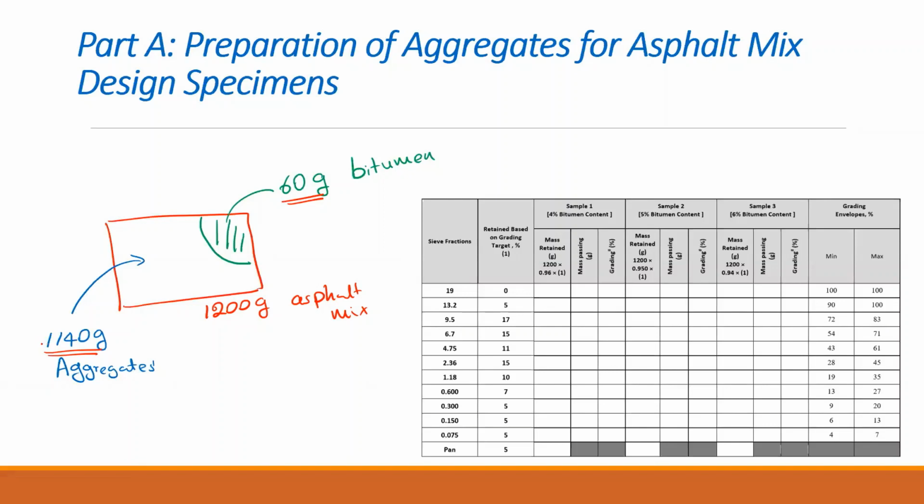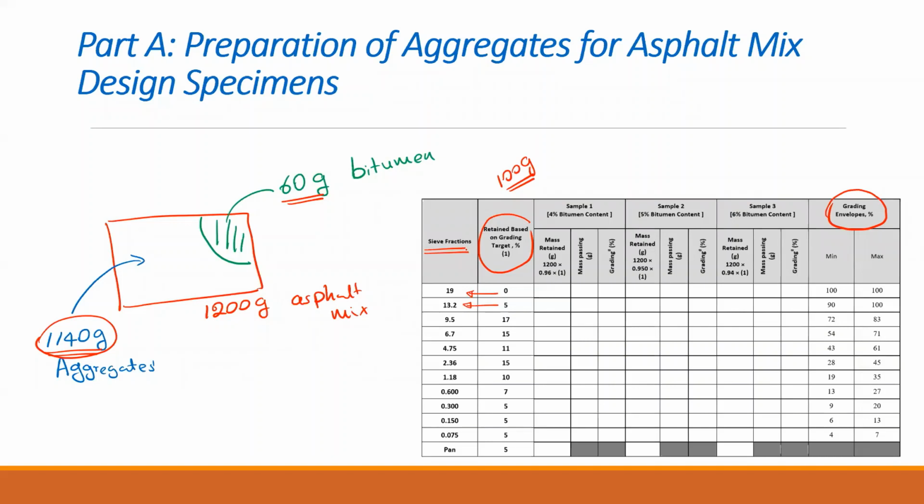This 1,140 grams of aggregates are in different sizes. And now in part A, we are going to select aggregates from different sizes and make this mix. So here they have given us the gradation, the grading envelope, and also the retained based on grading target percentage. So this is the percentage. If we are making 100 grams of aggregate, this is the amount that we have to take from each size.